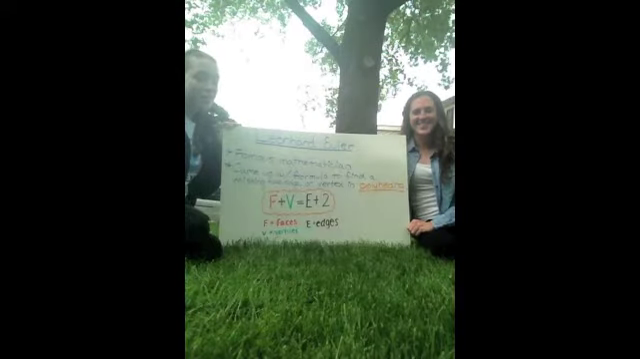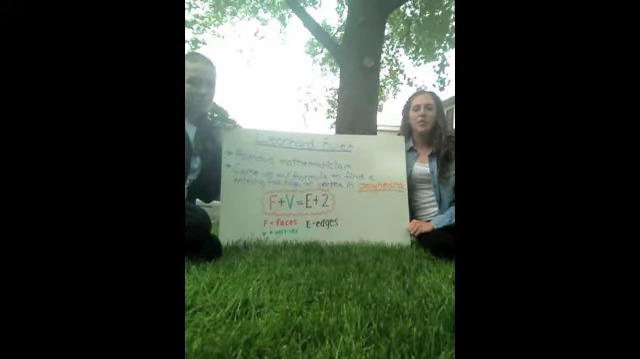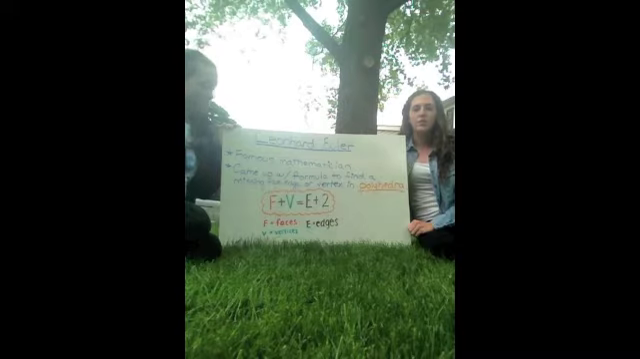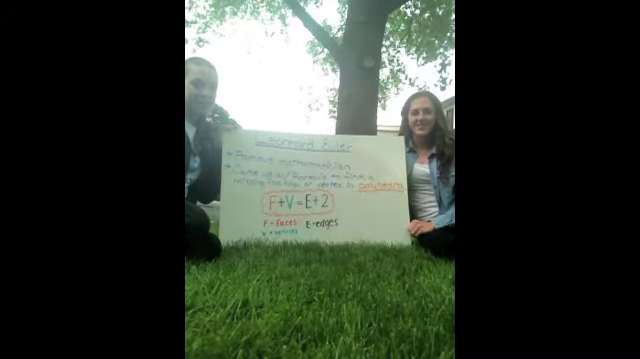Leonard Euler was a famous mathematician who came up with a formula to find a missing face, edge, or vertex in polyhedra. This formula is F plus V equals E plus 2. F stands for faces, V stands for vertices, and E stands for edges. Here we have some examples of Euler's formula.